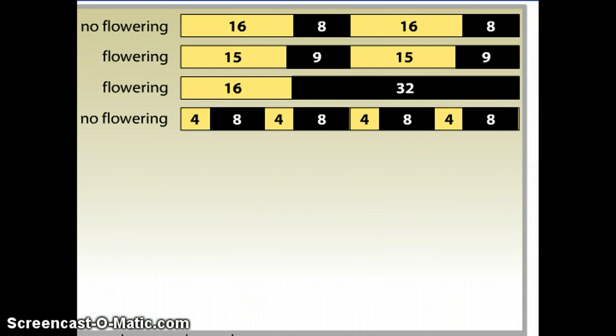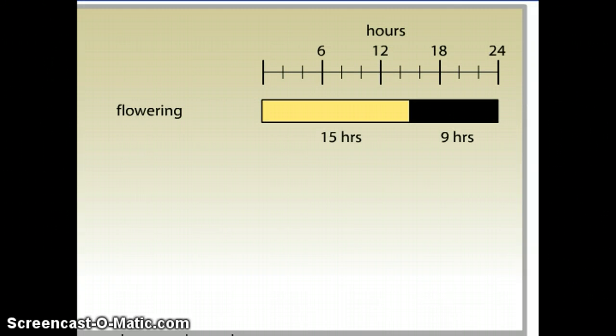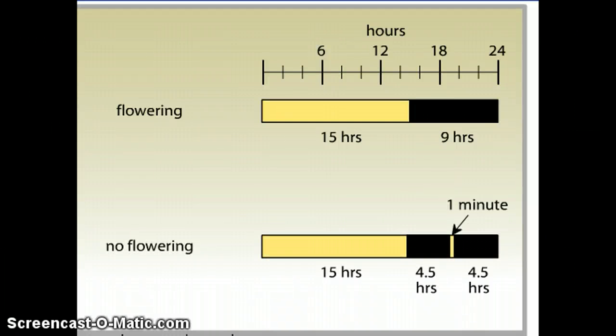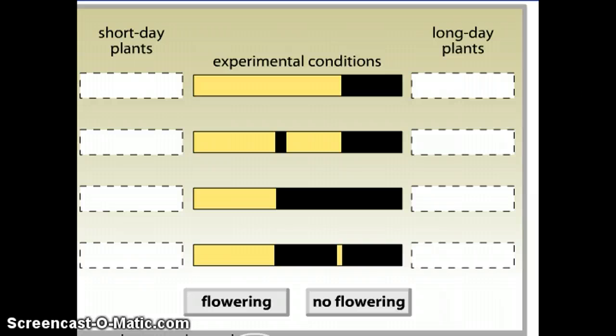Hamner and Bonner's experiments pointed to the length of darkness as important in flowering in cocklebur, with 9 hours as the critical length. To test whether a continuous 9 hours is important, they interrupted the dark period with 1 minute of illumination. This treatment resulted in no flowering. The investigators determined that short day and long day plants had a timing mechanism that measures the length of a continuous dark period. With this in mind, predict whether each of these conditions results in flowering.